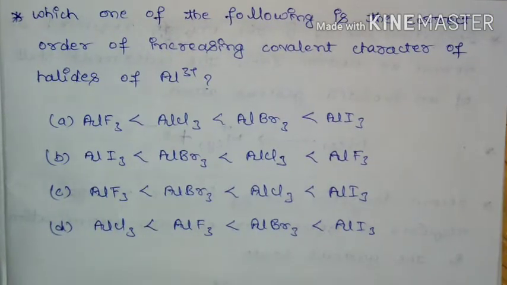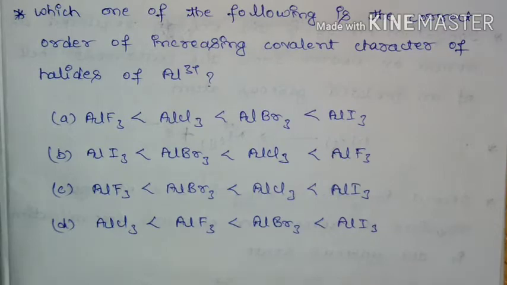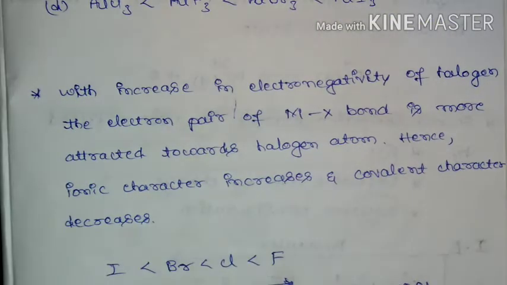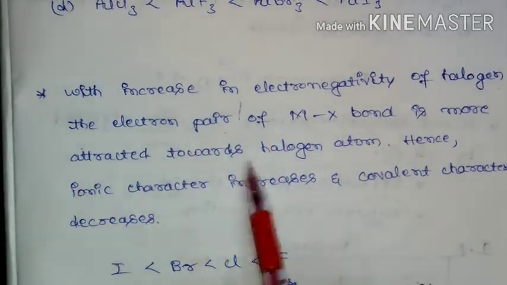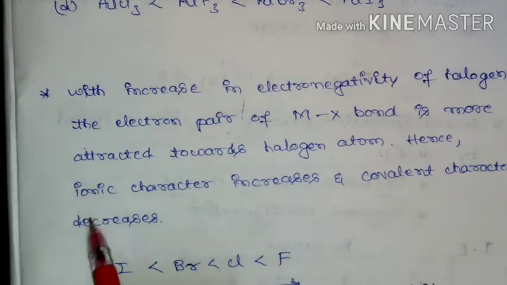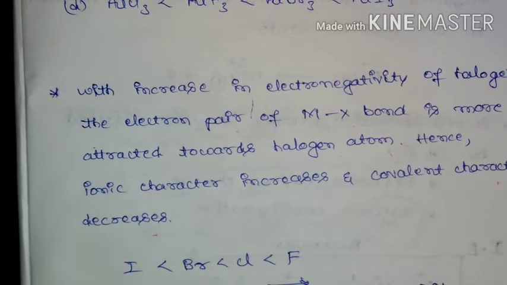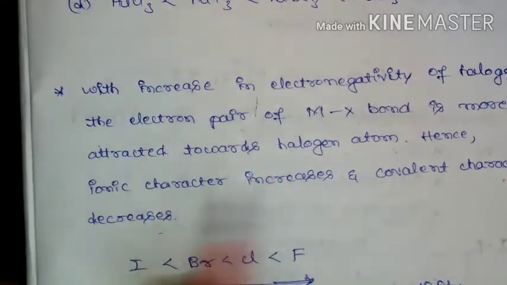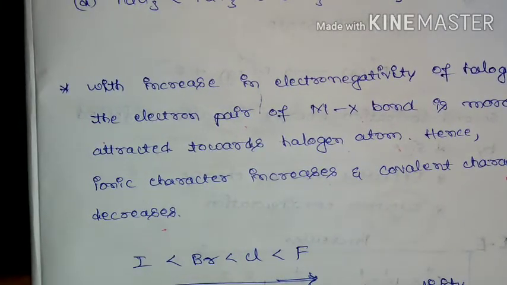Next question: which one of the following is the correct order of increasing covalent character of halides of Al3+? So these are the options. Here the concept is, with increase in electronegativity of the halogen, the electron pair of the M-X bond is more attracted towards the halogen atom. Hence, ionic character increases and covalent character decreases. Here we need to choose increasing covalent character. If the electronegativity of the halogen increases, the bonded pair of electrons will shift towards the halogen, so the compound will become ionic, meaning ionic character will increase and covalent character decrease.